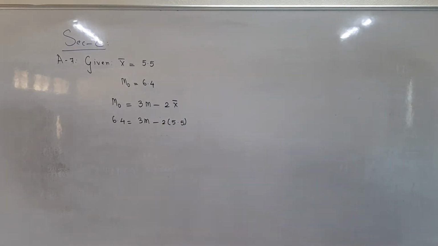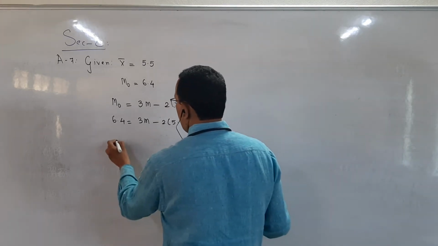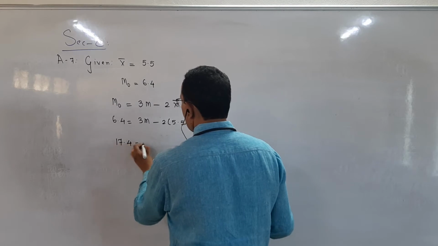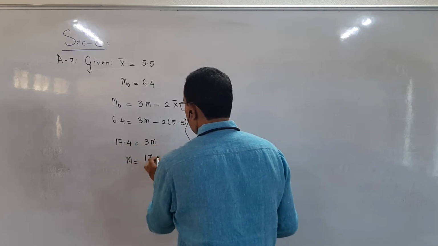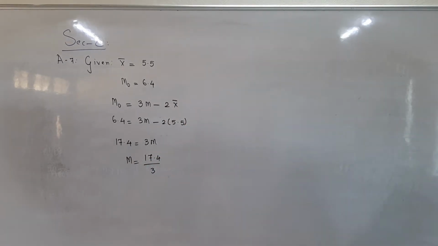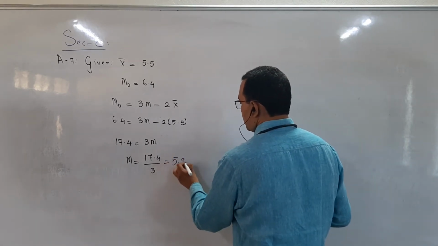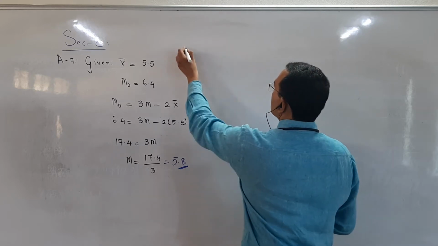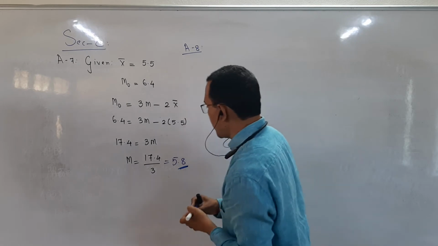So 5.5 into 2 will be 11. 11 plus 6.4, so 17.4 is equal to 3m. So m will be 17.4 divided by 3, and that comes out to be 5.8. So median of the given data is, students, 5.8.